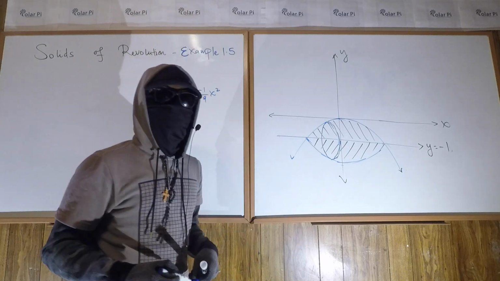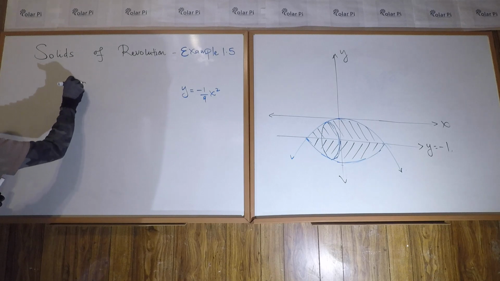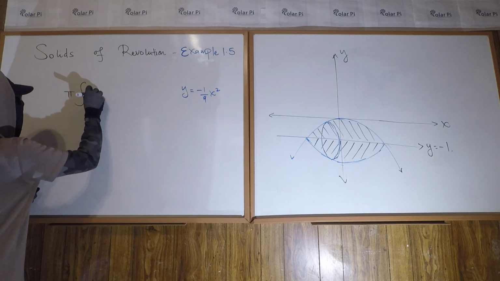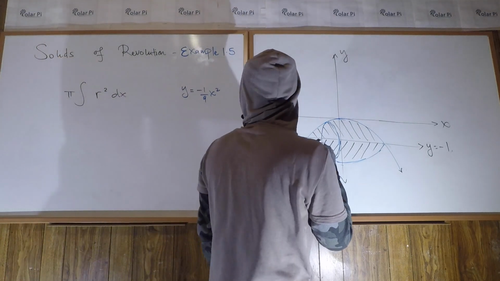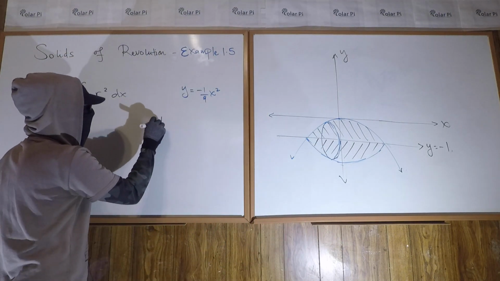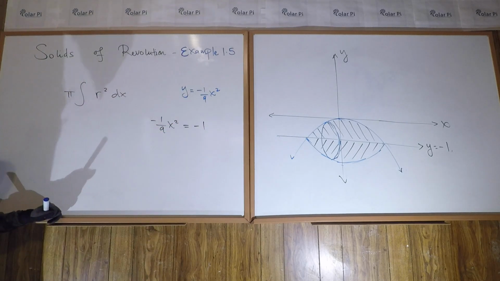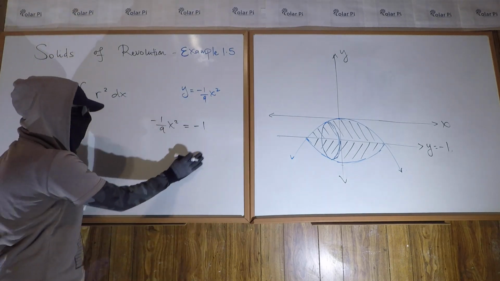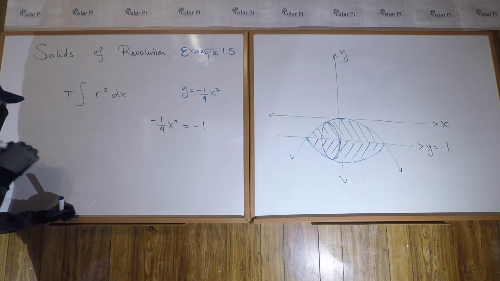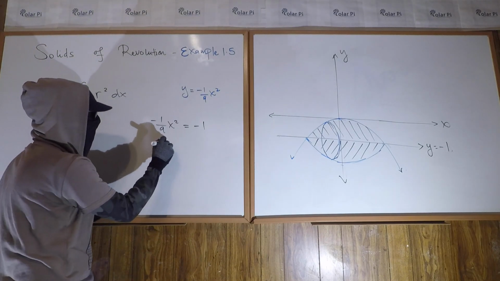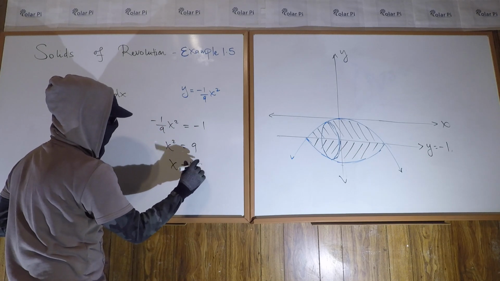Okay. So again, we're revolving about a horizontal line. So we know that it's going to be pi and then integral and then it's r squared dx. Why don't we figure out the limits right now? So the limits are where -1/9 x squared, the parabola, meets -1, the y value, right? This is why we set the y equal, so that we can figure out this coordinate and that coordinate. Now, if I multiply both sides by -9, I'm going to get x squared is equal to 9, meaning x is equal to plus or minus 3, right?